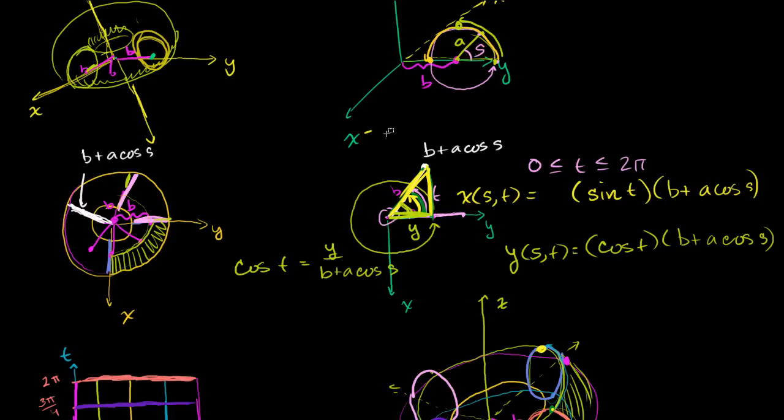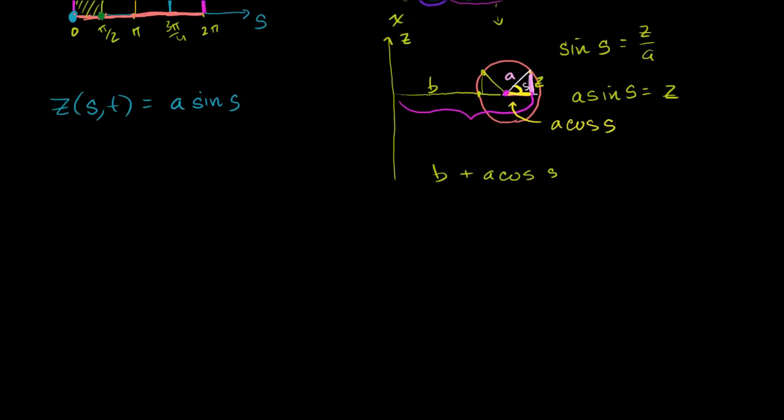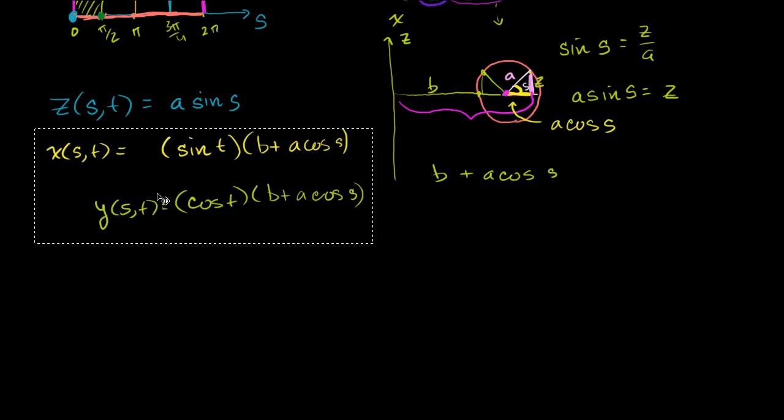So let me copy and paste all of our takeaways. And we're done with our parameterization. We could leave it just like this, but if we want to represent it as a position vector valued function, we can define it like this.